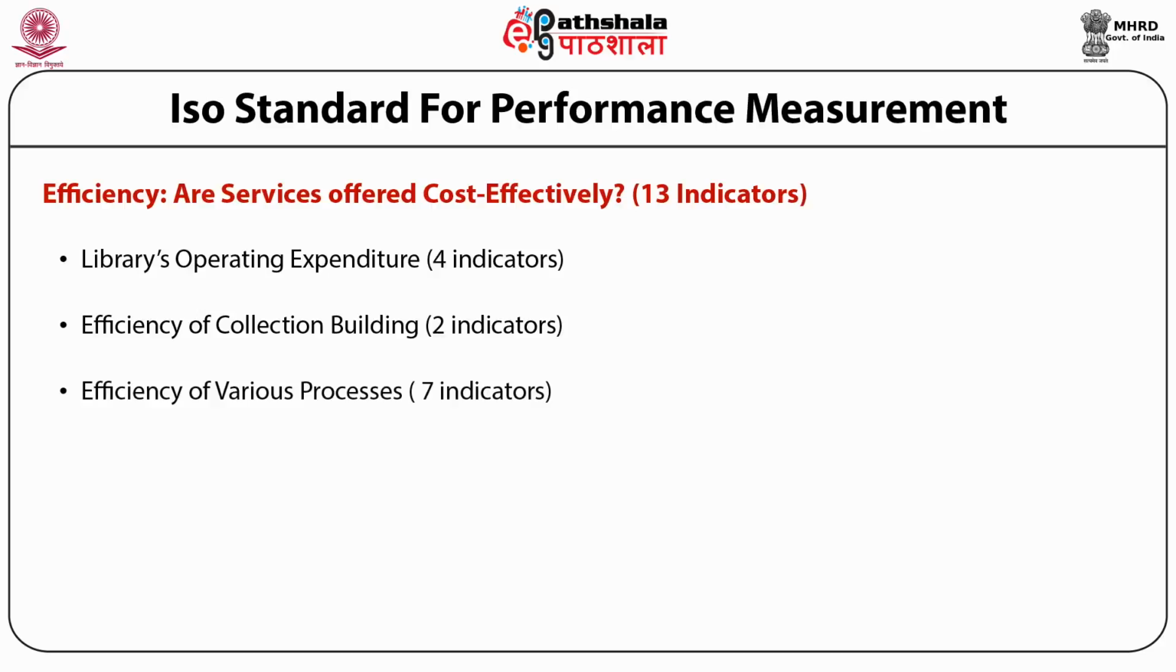Efficiency of processes is evaluated as per speed and reliability of processes. Speed indicators cover speed of acquisition, media processing, staff productivity in media processing, lending and interlibrary loans. Reliability of processes covers reference fill rate and shelving accuracy. There are 2 indicators for that.